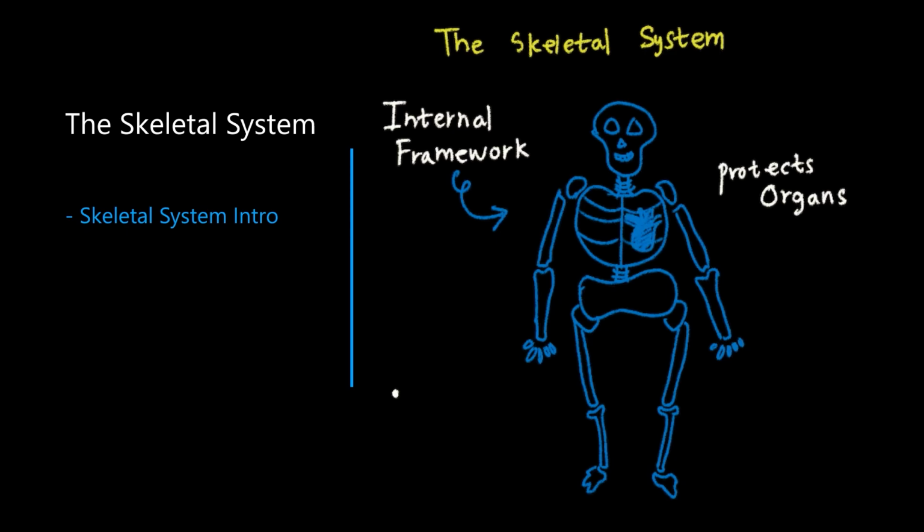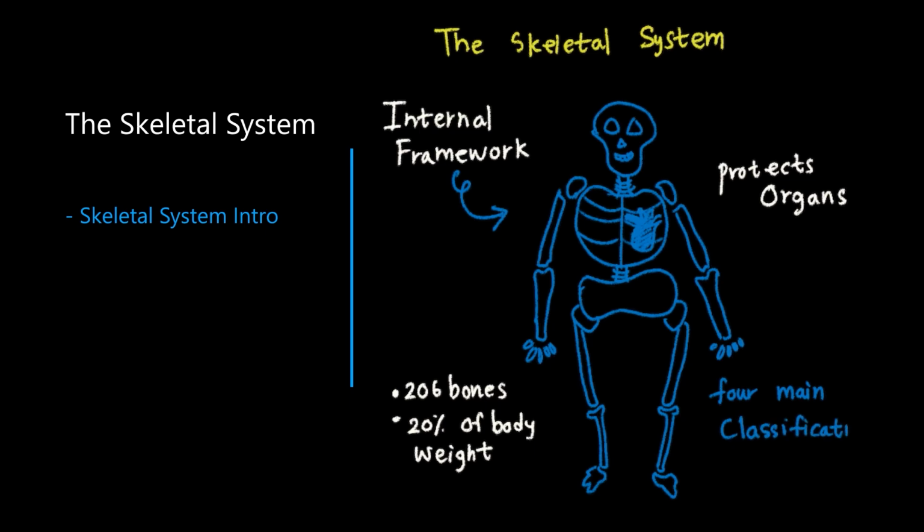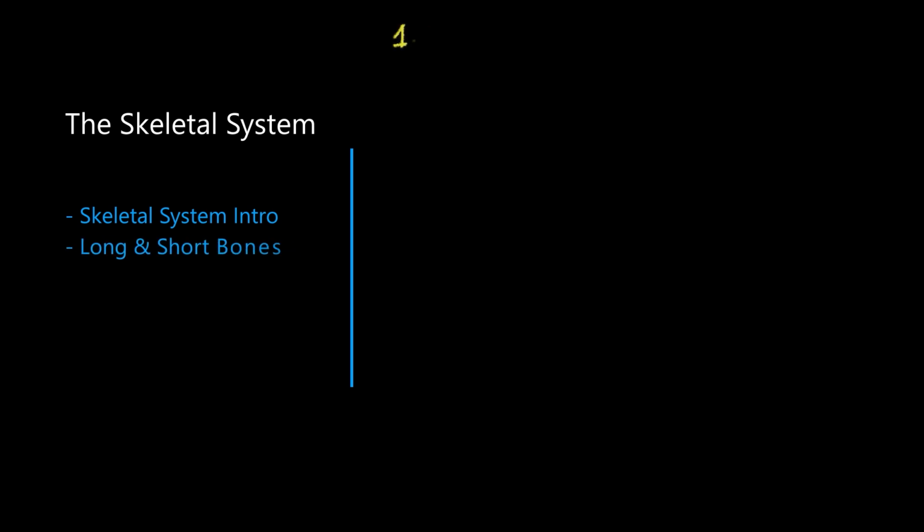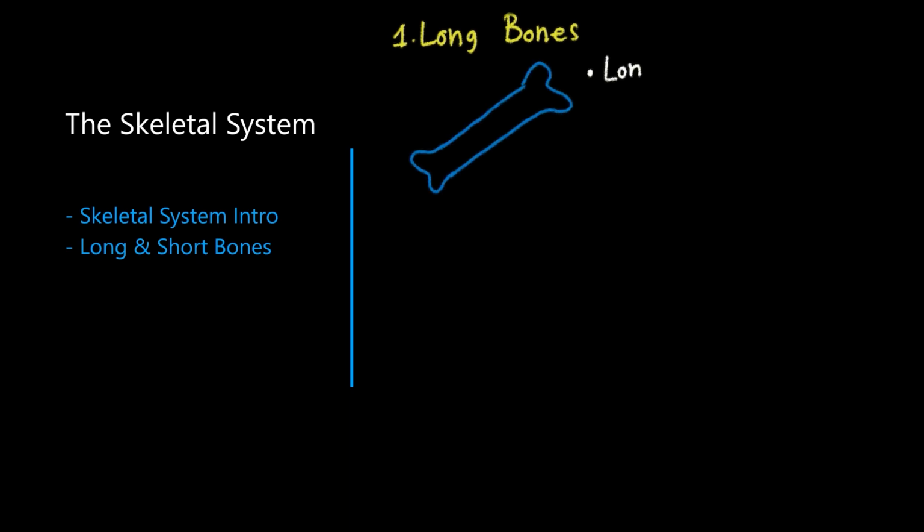The adult human skeleton is a masterpiece of engineering, typically composed of 206 bones, each with a specific shape for a specific job. For your C458 OA exam, you'll want to be familiar with the four main classifications of bones. First, we have long bones. As the name suggests, these bones are longer than they are wide. Their main function is to act as levers for movement.